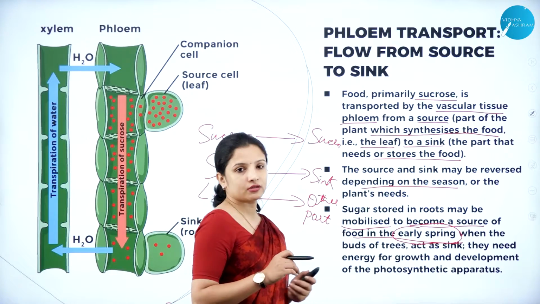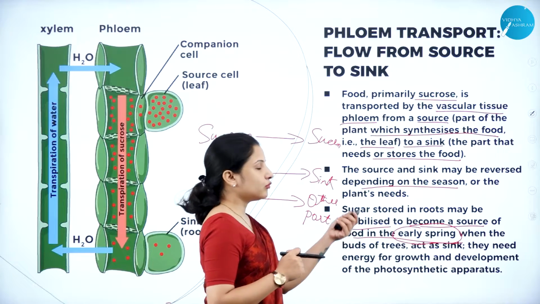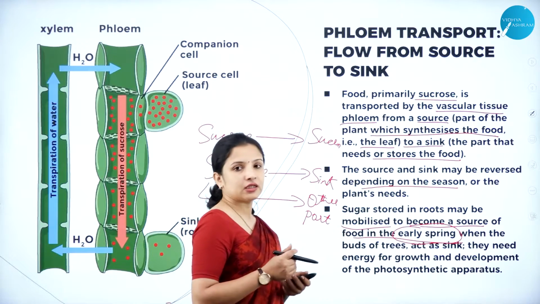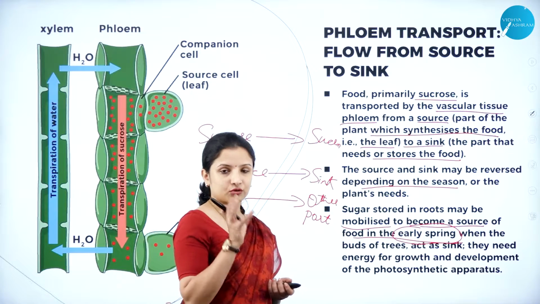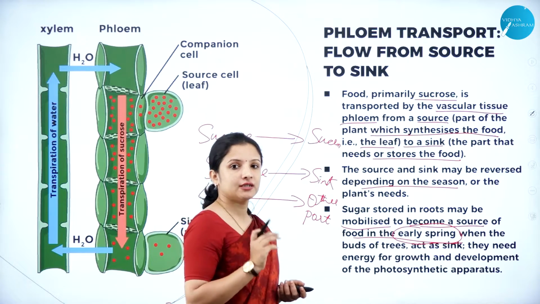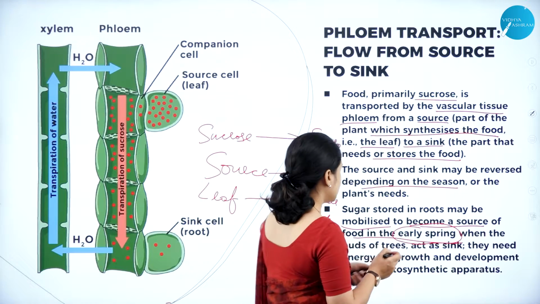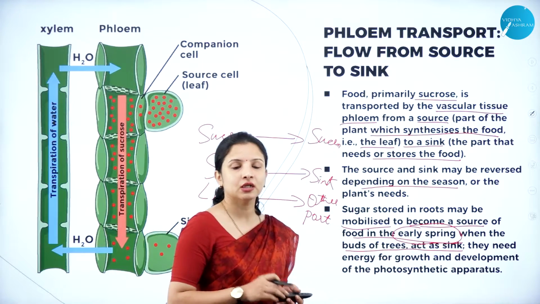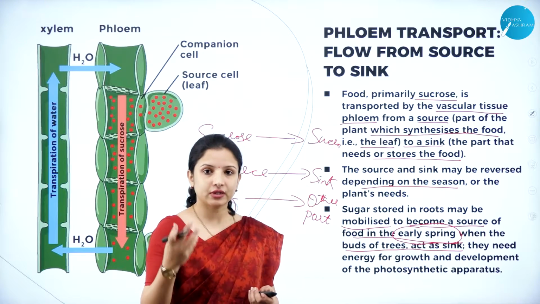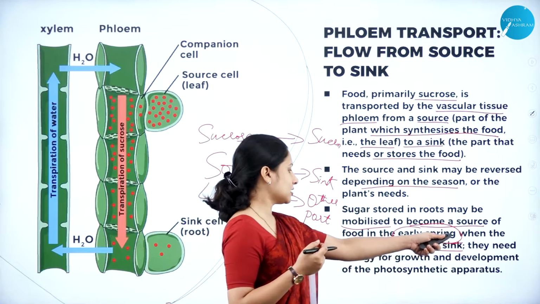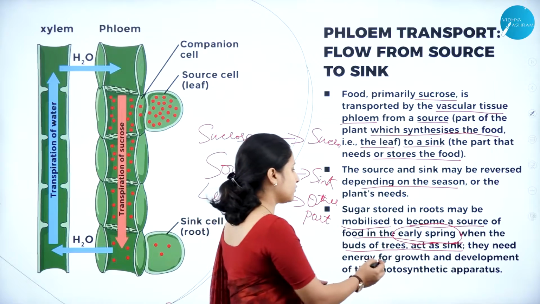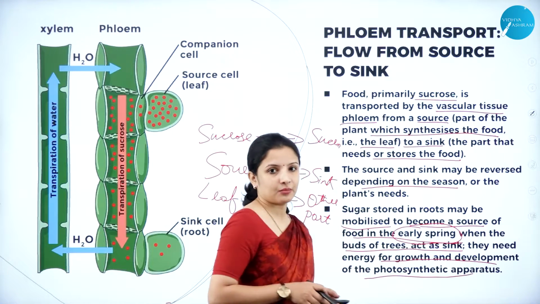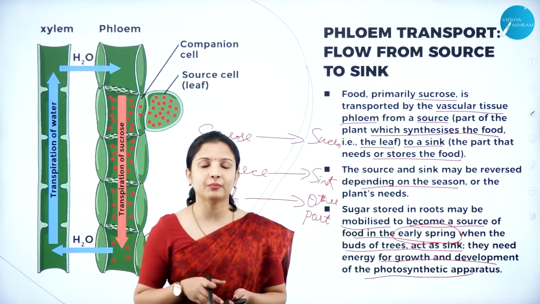So, sugar stored in the roots may be mobilized or transported to become a source of food in the early spring. So they become a source of food to the leaves during the early spring season. And the buds of the trees act as the sink. The buds of the trees, wherein the young leaf has to develop, act as the sink because they need energy for the growth and development for the photosynthetic apparatus to reappear, right?